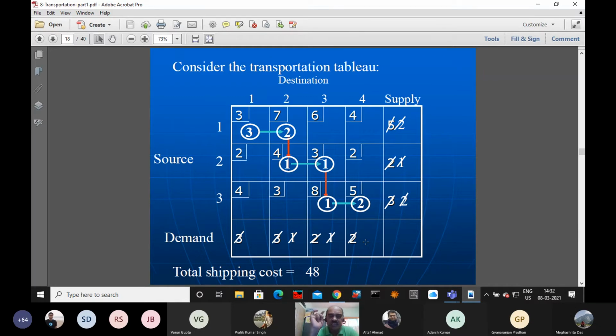Now, this is a transportation matrix with 3 rows and 4 columns, 3 sources and 4 destinations. So the transportation matrix is 3 by 4.